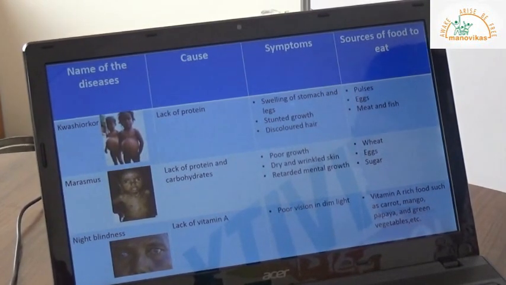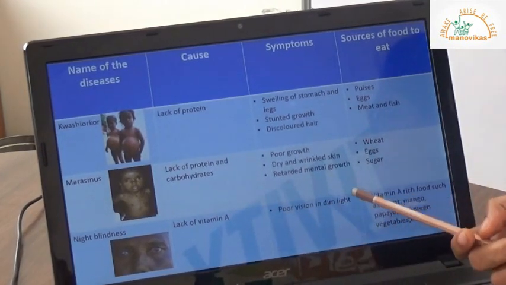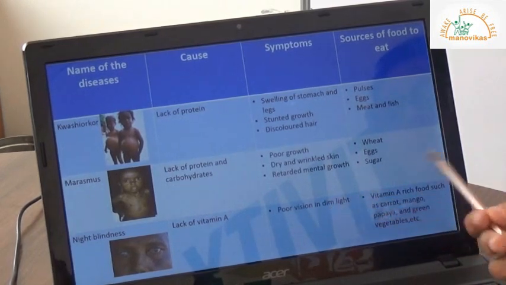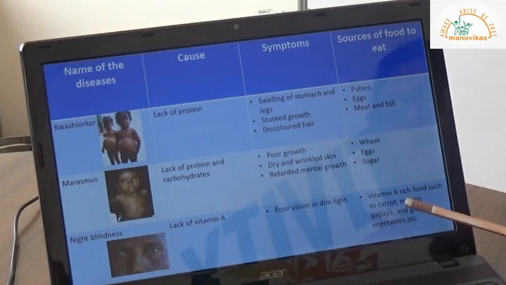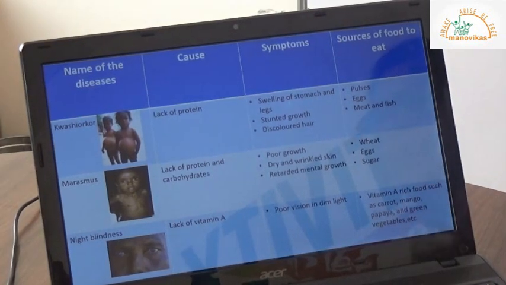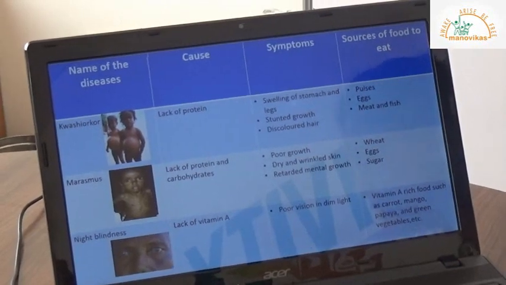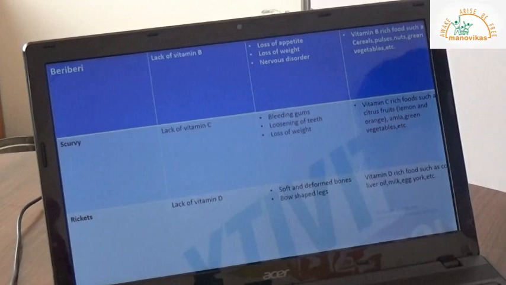Causes are lack of vitamin A. The symptom of night blindness is poor vision in dim light. Now this can be corrected by eating food that is rich in vitamin A, like eating carrots, mangoes, papayas and green vegetables. Next, we move on to beriberi.